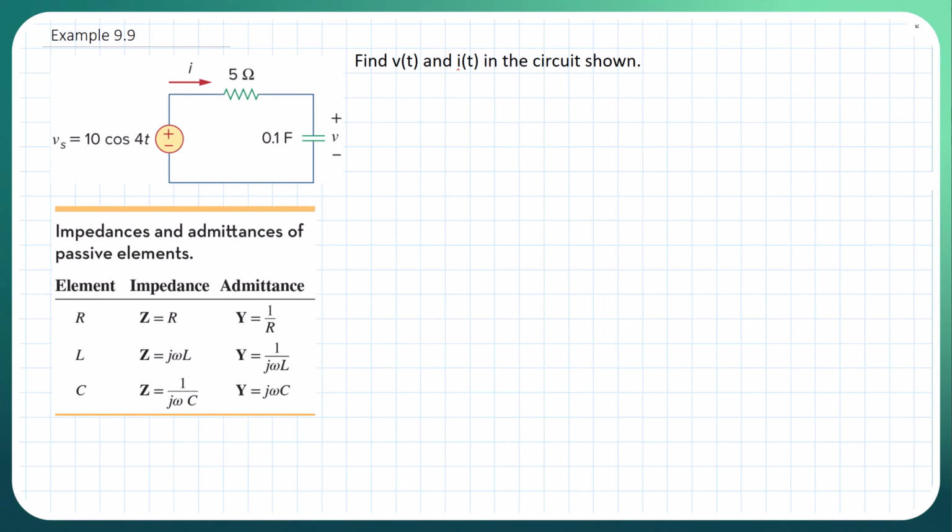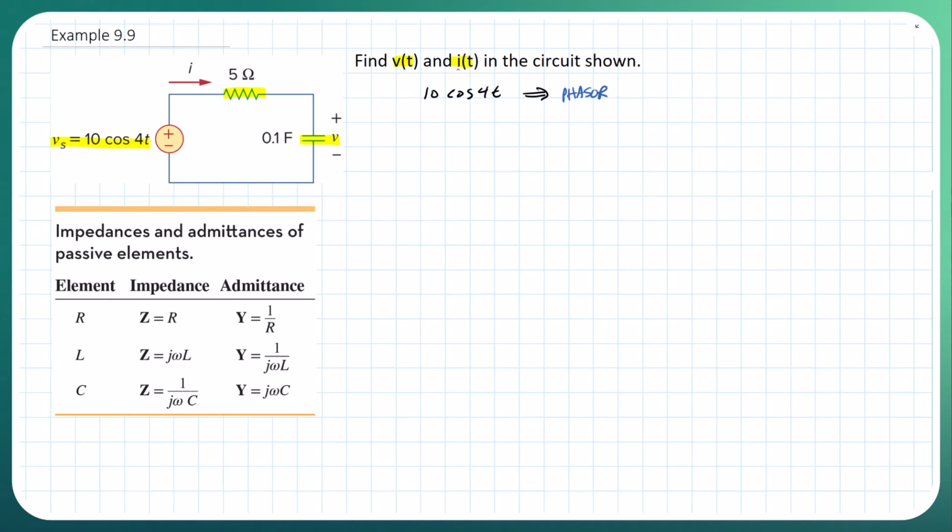Alright, so we have this RC circuit, and we're told to find the voltage as well as the current in the circuit. The first thing we want to do is look at the voltage source. Vs is going to be 10 cosine 4t. So we want to take this 10 cosine 4t and put it in phasor form.